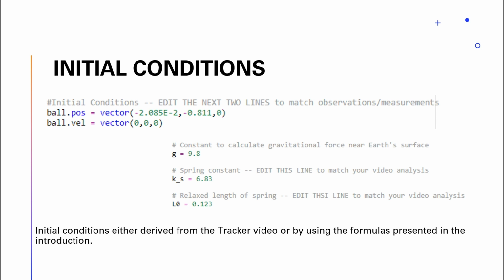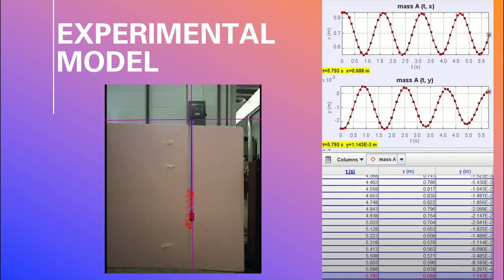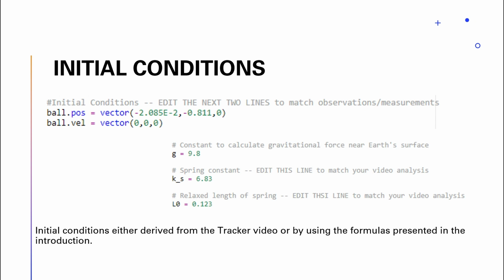So, the initial velocity was factored in as 0. We're assuming no force is applied on the object prior to it being released by the man in the video, and the starting position is as given, based on the axes that you can see here in pink in the model. And then B is a constant, and the spring constant and relaxed length of the spring were calculated using the spring force formula that I presented in the introduction.